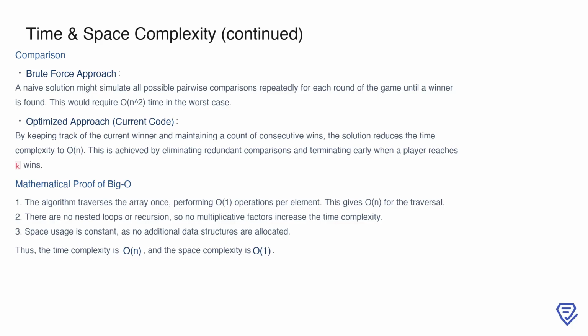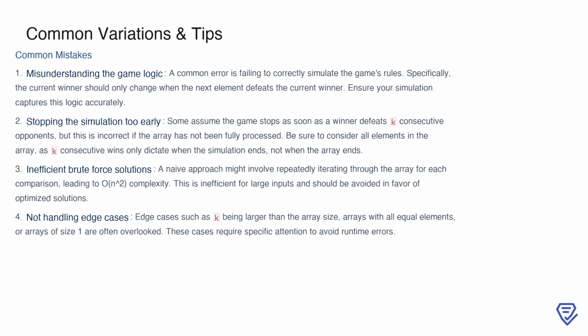This proves that the time complexity is O(n), and the space complexity is O(1), making the solution both time and space efficient. When working on this problem, there are some common mistakes to watch out for. First, misunderstanding the game logic can lead to incorrect solutions. Remember, the current winner only changes when the next element in the array defeats the current winner. This means your simulation needs to capture that specific rule accurately.